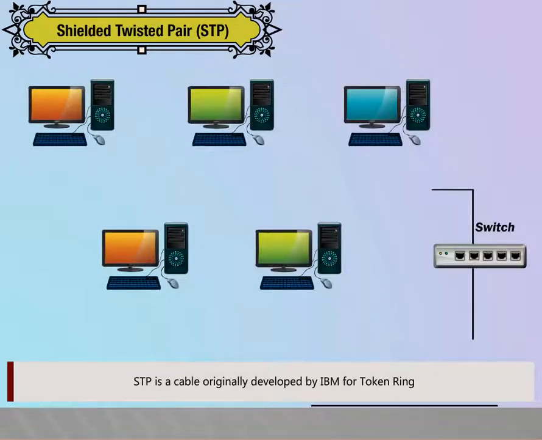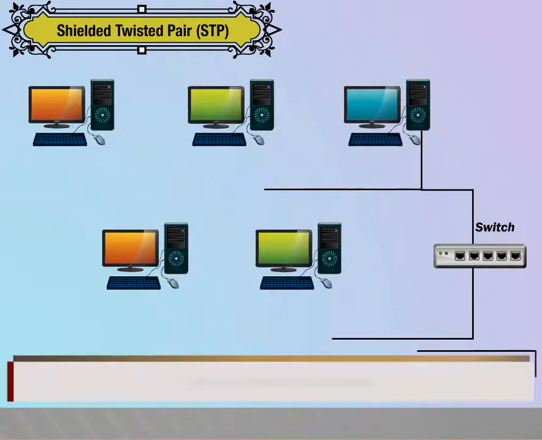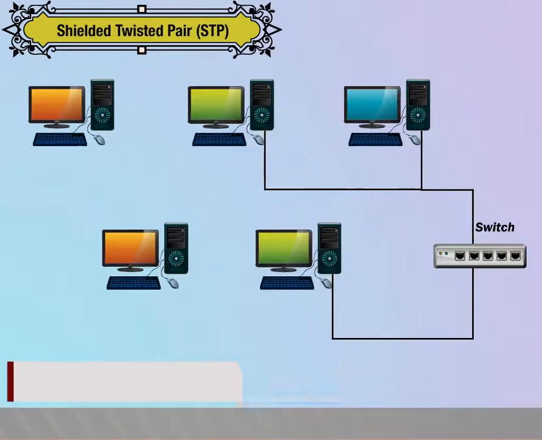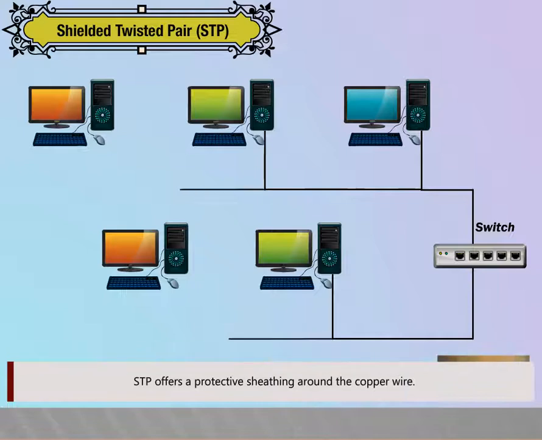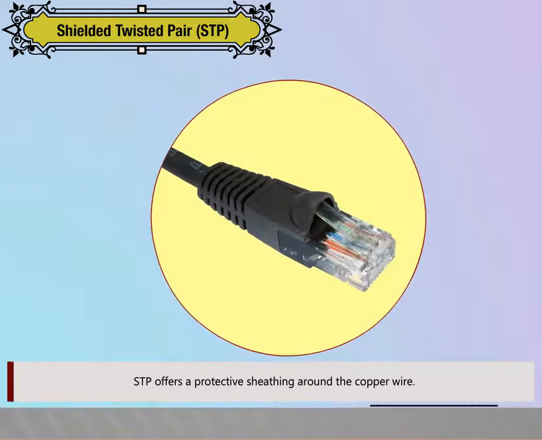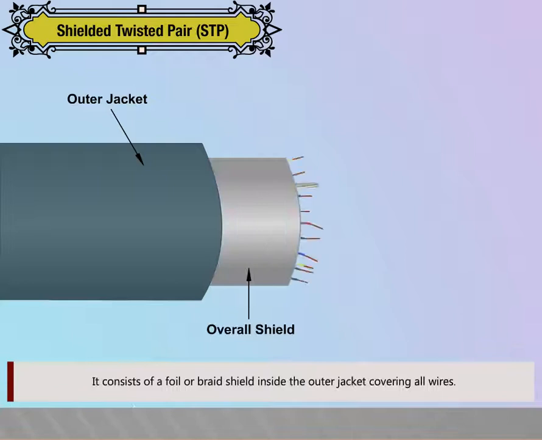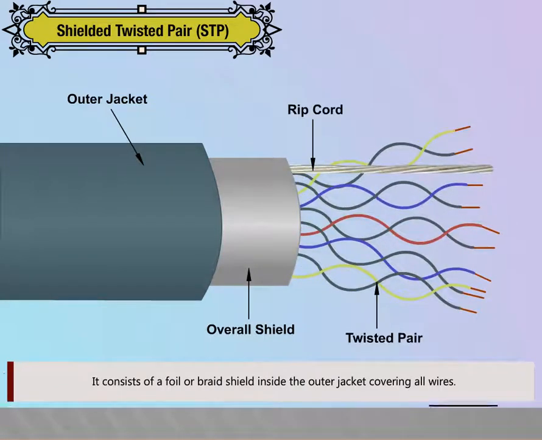STP is a cable originally developed by IBM for token ring. They are not commonly used in networks. STP offers a protective sheathing around the copper wire. It consists of a foil or braid shield inside the outer jacket covering all wires.